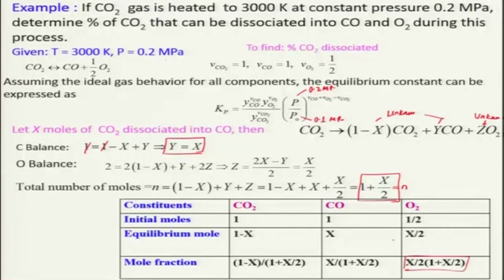And now we will put these mole fractions into the expression over here: this is YCO2, this is YCO, and this is YO2. So we will substitute in this expression, which I can call equation 1.